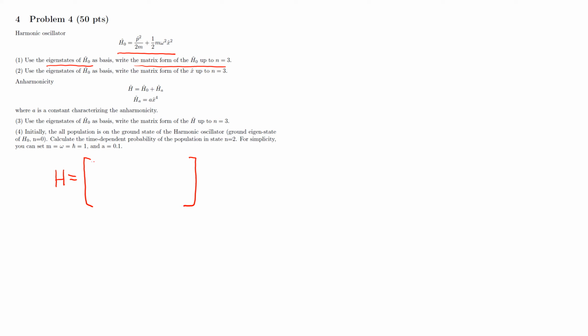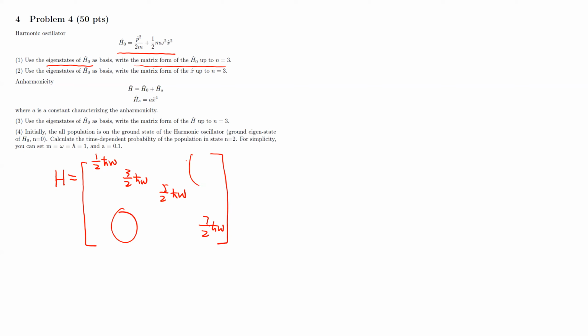So the eigenvalues are the eigenenergies, which we already know: half h bar omega, 3 half, 5 half. Let's make this a little bit larger, so we need to go up to 3, which means we have 4 states. So the diagonal terms are the eigenvalues of this problem, and the off-diagonal terms must be 0. Okay, so that is problem 1.